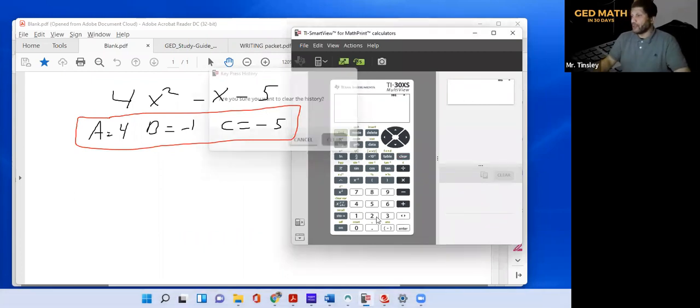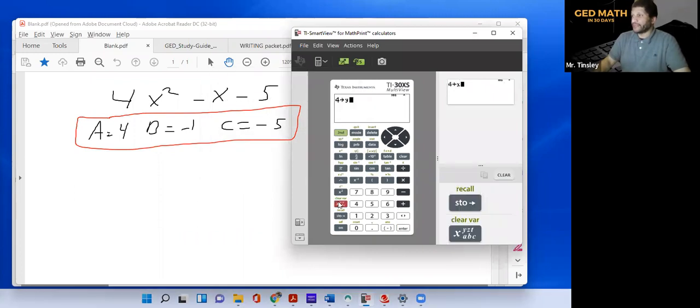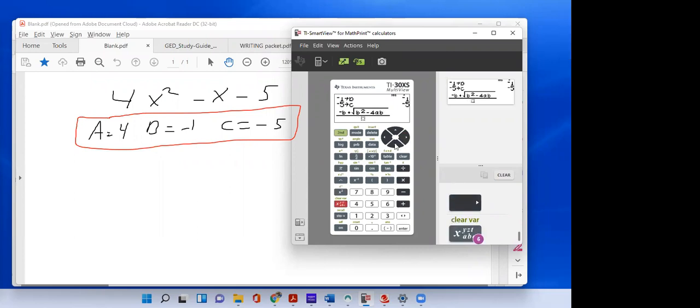Watch this. 4 store A. -1 store B. Negative 5, -5 store C. Now I'm gonna put my quadratic formula in: minus B plus the square root of B squared minus 4AC, all over 2A.